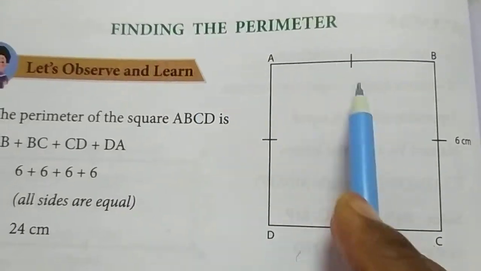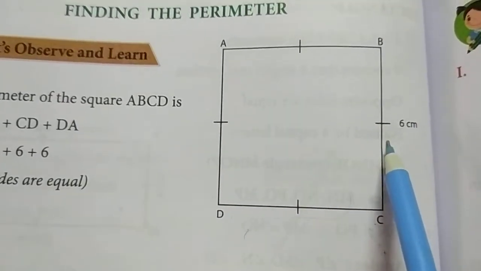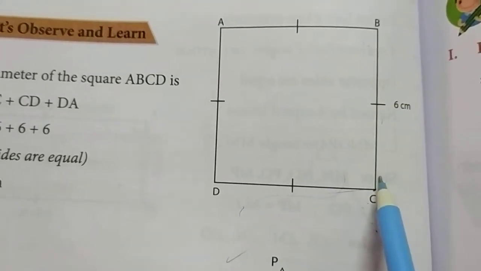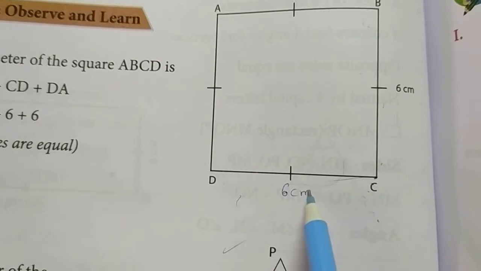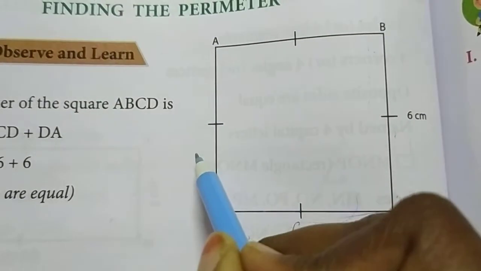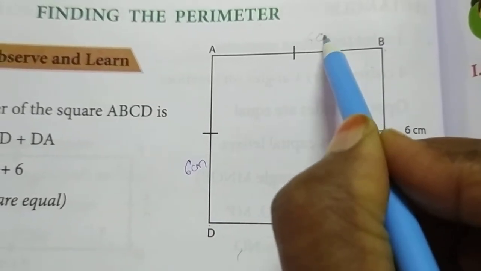How can we find the perimeter? See, this is a square, and what we have learned, all the sides of a square will be equal. See, BC is 6 centimeters, then CD will also be the same, 6 centimeters. Then this DA also will be the same 6 centimeters, and AB also will be 6 centimeters.